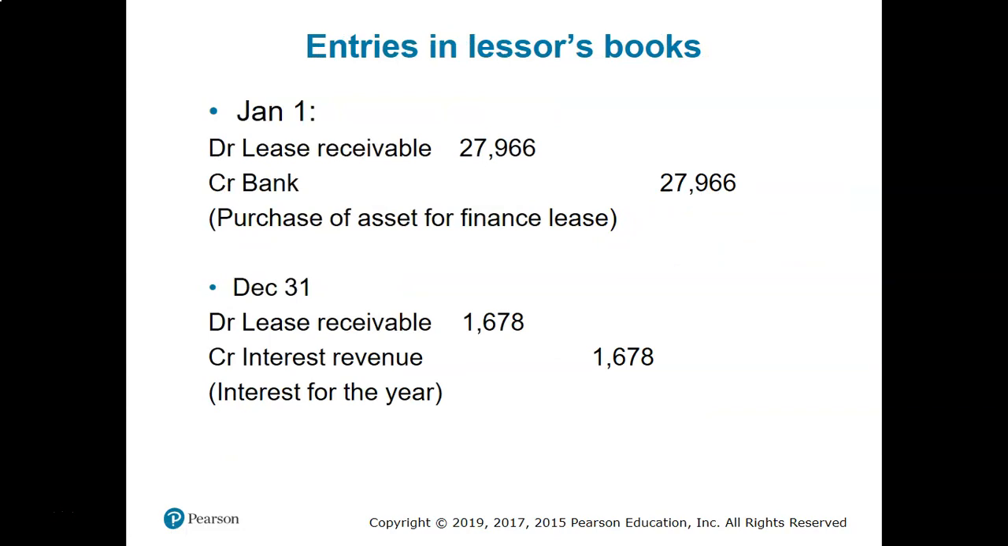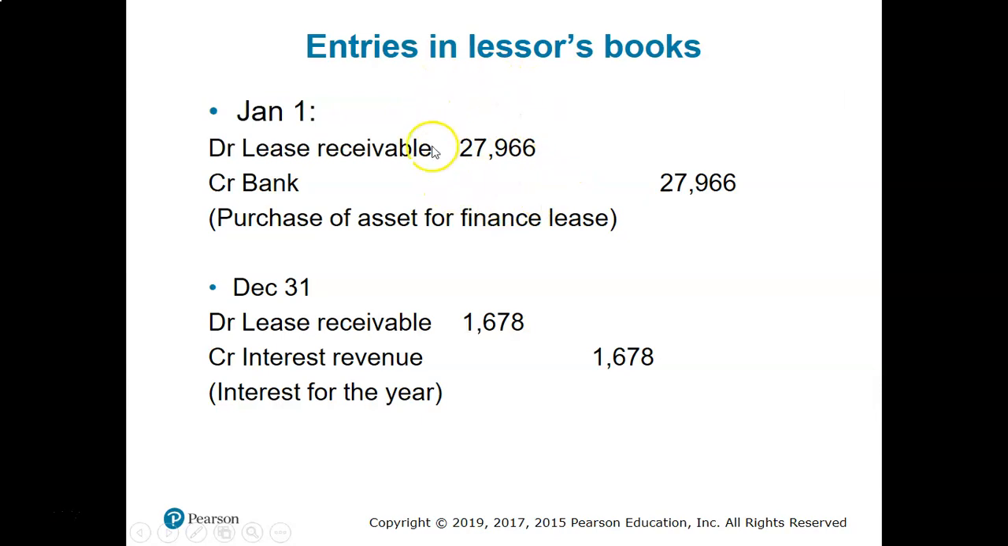In the books of the lessor, what will he record? As we mentioned before, the lessor will recognize the purchase of the asset, that is, bank account credit, because of the purchase. The lessor purchased the asset for leasing.